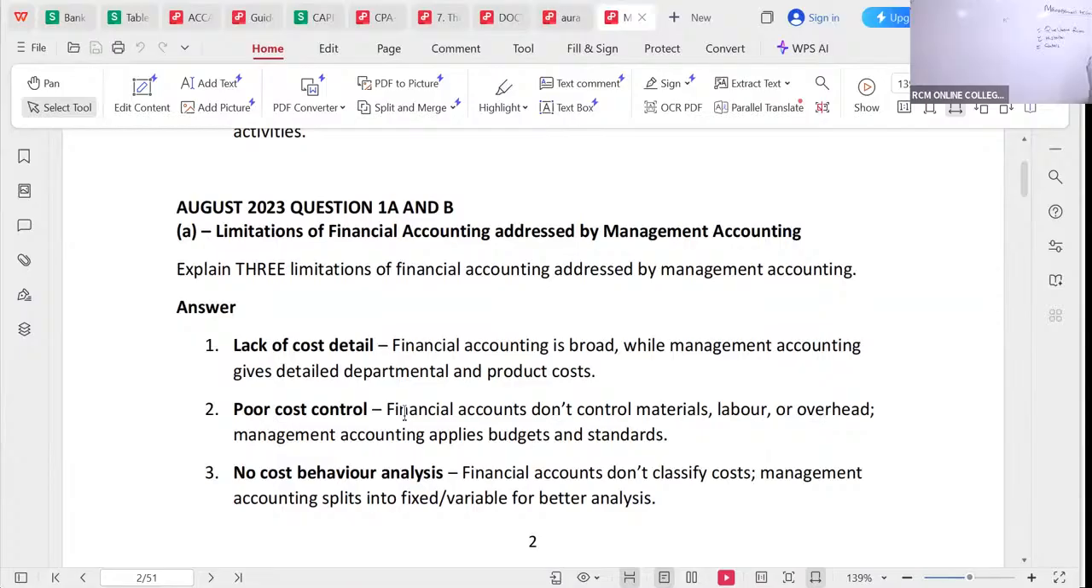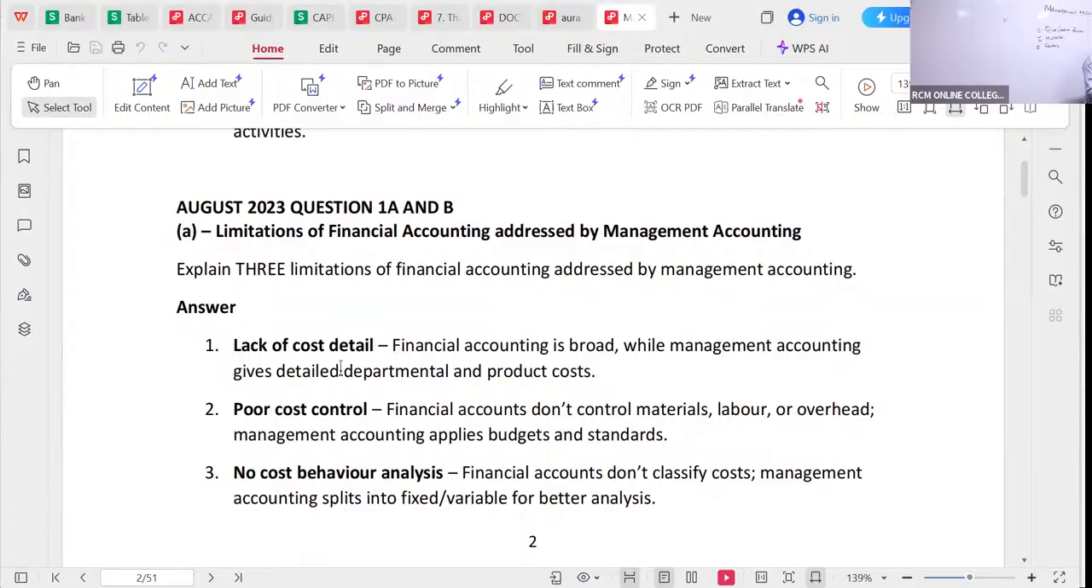So you can see there the limitations. Of course, there are so many, but they're only giving us 3. Explain 3 limitations of financial accounting addressed by management accounting. Number 1 is lack of cost detail. Financial accounting is broad, while management accounting gives detailed departmental and the product what here? Somebody, costs. Financial accounting doesn't give costs. It doesn't. Now, poor cost control. Financial accounts doesn't control material, labor, or overhead. Management accounting applies budgets and what here?